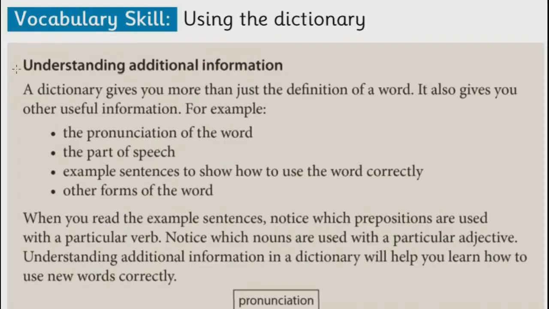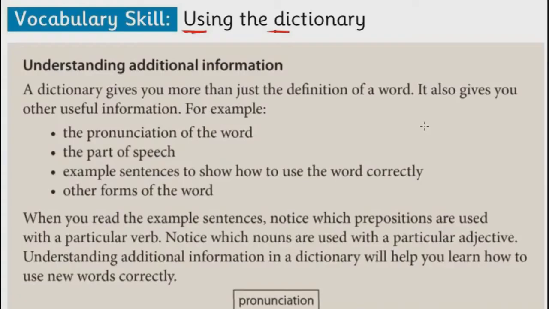We're looking at book 2, reading and writing, unit 4, and the skill we're looking at is the vocabulary skill. This vocabulary skill is on page 82, and the skill is about using the dictionary. Using a dictionary is really important. It's something that you need to understand how to do if you want to learn English to a high level.